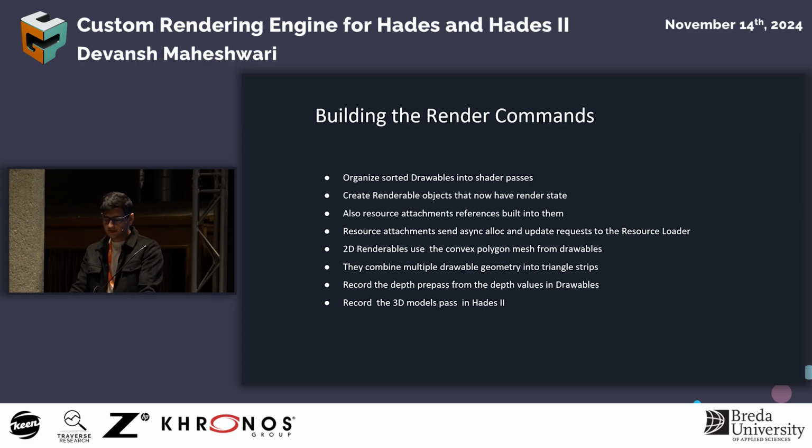The 2D renderables actually get our convex polygon meshes here from the drawables, and then they combine multiple of these convex meshes based on how many drawables are in a renderable to generate large triangle strips. These triangle strips are very helpful because now we can do one draw call and render maybe 10 or 50 objects and assets. This is also the place where we do our 3D model sheet generation in case of Hades 2.